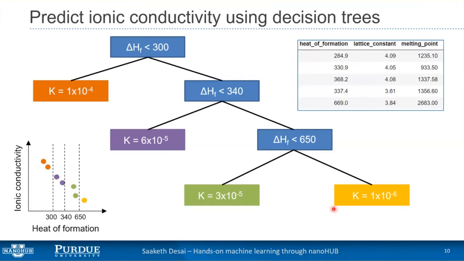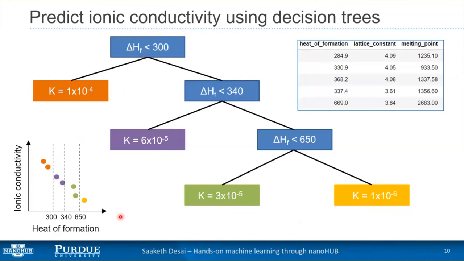So the job of a decision tree is to figure out where to split the data such that it can make these predictions in orange, purple, green, and yellow, such that the predictions have the least error. So if you were to train a decision tree, ideally for this data set, you would come up with a tree like this.